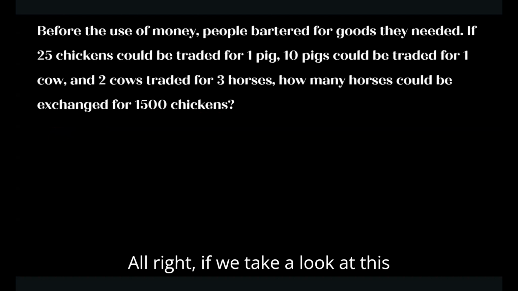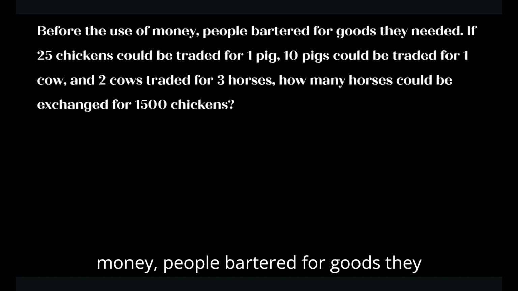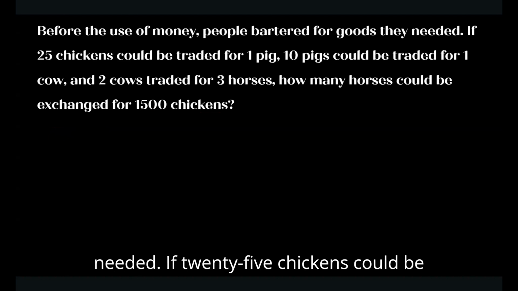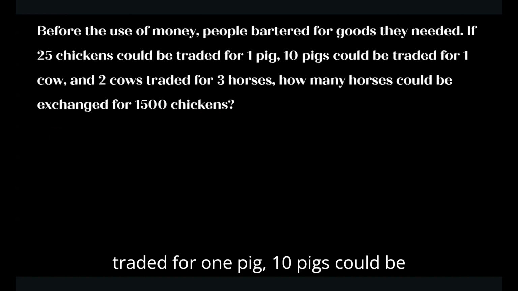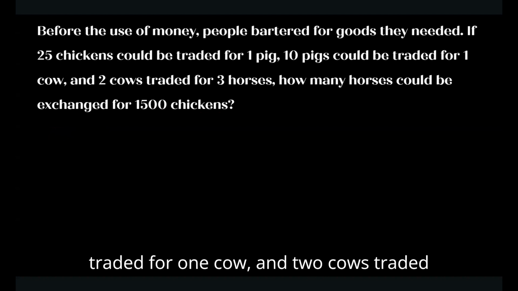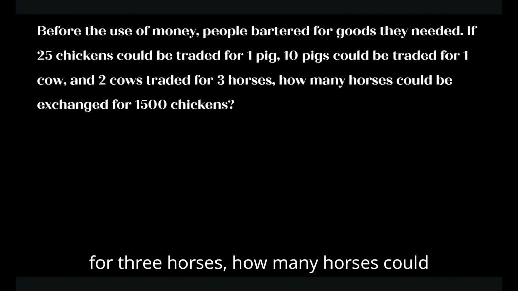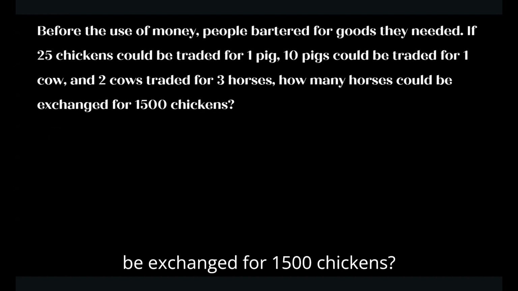All right, if we take a look at this example, it says that before the use of money, people bartered for goods they needed. If 25 chickens could be traded for one pig, 10 pigs could be traded for one cow, and 2 cows traded for 3 horses. How many horses could be exchanged for 1,500 chickens?